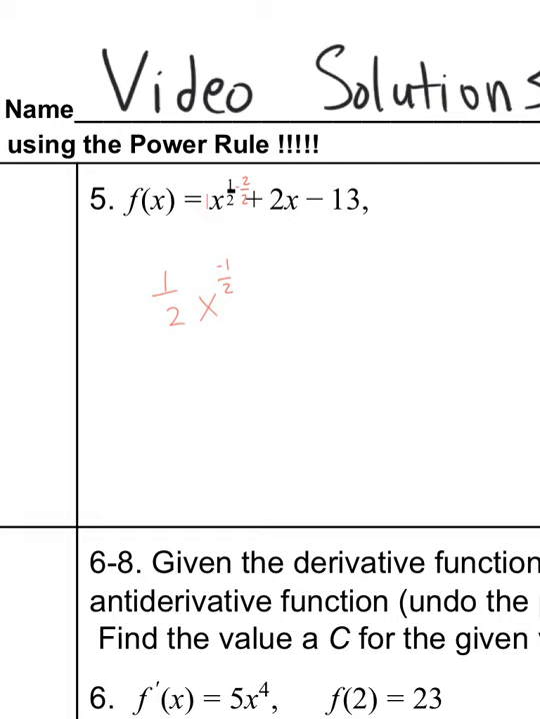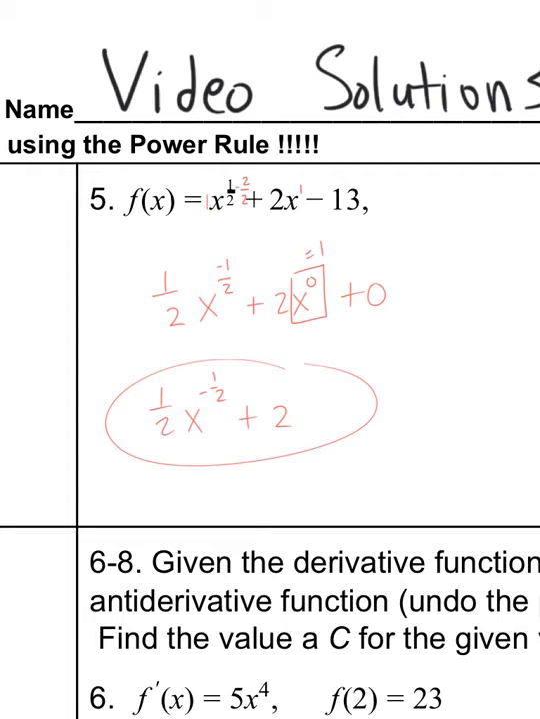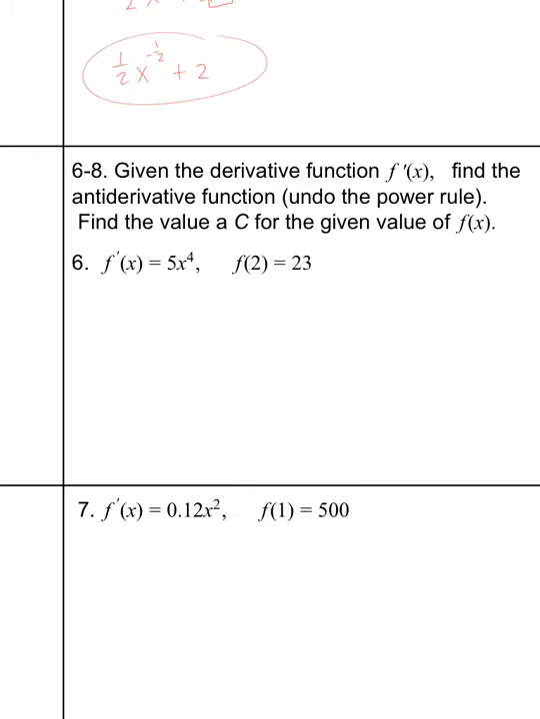All right, the second term, this is 2x to the first. So the power rule, the exponent 1 times the coefficient of 2 gives me plus 2x. 1 minus 1 gives me a 0 right here, 2x to the 0. And we know anything to the 0 power is equal to 1. So we get 1/2 x to the negative 1/2 plus 2. And then the derivative of 13 on the end is just plus 0. So there's our derivative.